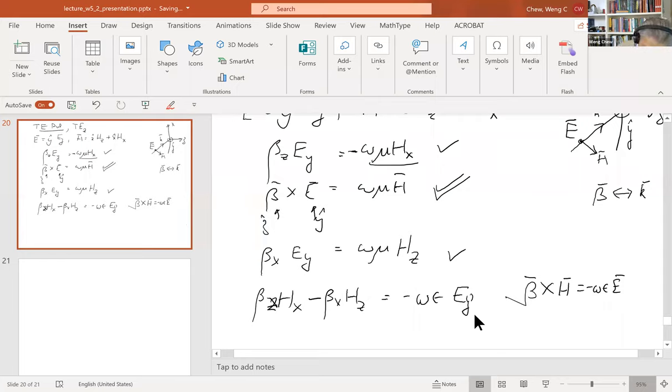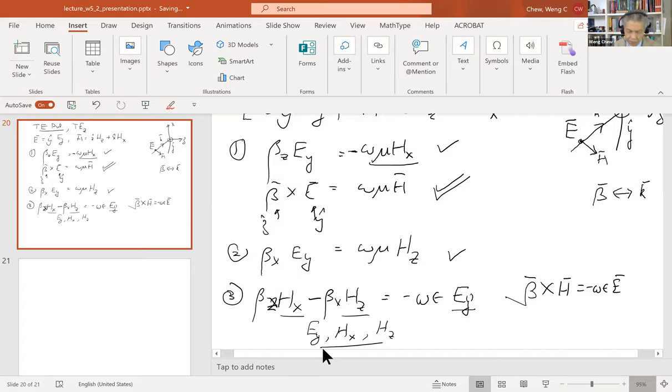But these equations are not yet like transmission line equations because I have three variables here. Transmission line equations have only two variables. But of these three equations, I have three unknowns: Hx, Hz, and Ey. That's too many for transmission line theory, and I would like to eliminate one of them. How do I eliminate one of them? Let me assume that I do not like Hz and see if I can eliminate it.